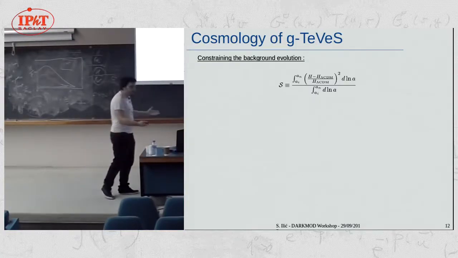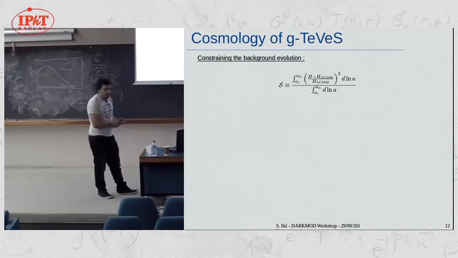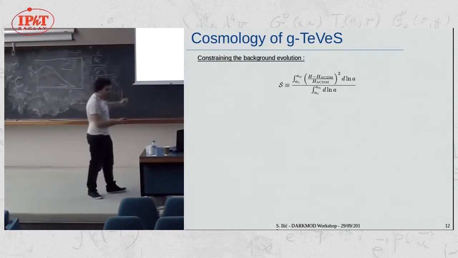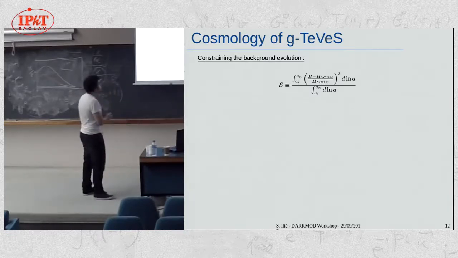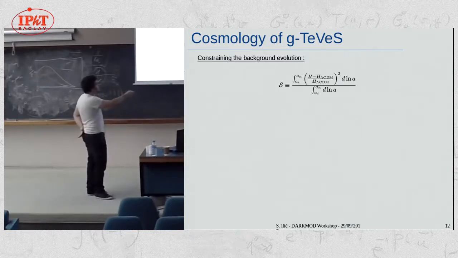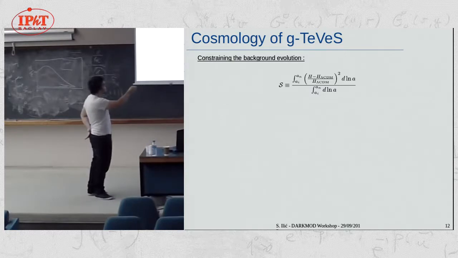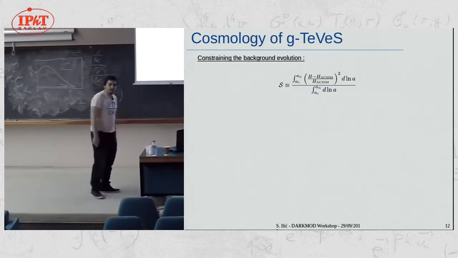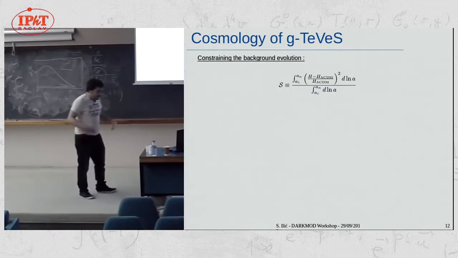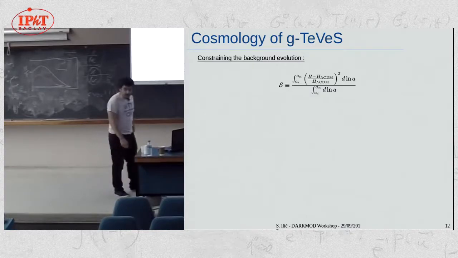And then one might want to see if some sets of parameters of the g-TeVeS model are able to mimic lambda CDM expansion. And the method to do this that my colleagues chose was to try to minimize this quantity, which is pretty much the integral of the relative difference between a reference lambda CDM H of z and the H of z that comes out of your g-TeVeS model.